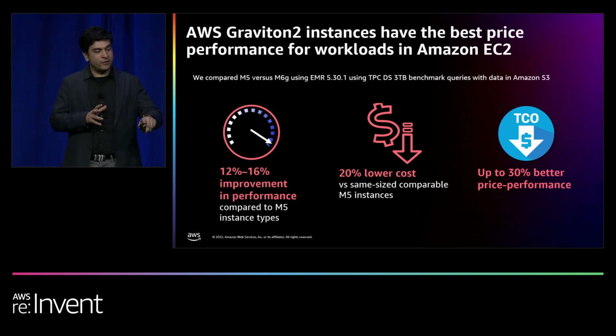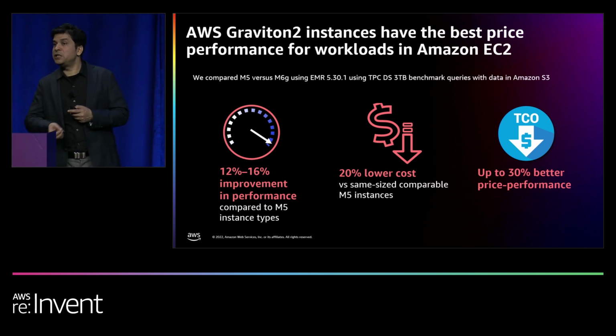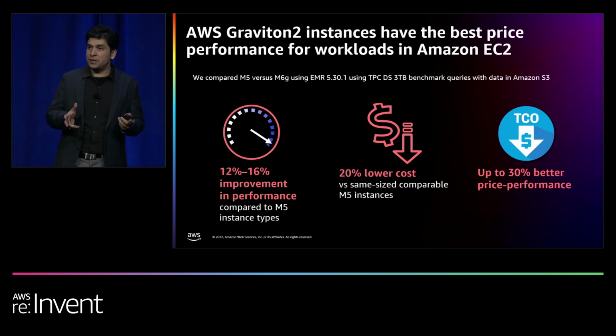Now, Graviton being a different architecture, there is a chance that certain libraries will need to be recompiled, but most common libraries that are used nowadays in the Python and Spark world have the ARM64 equivalents available.